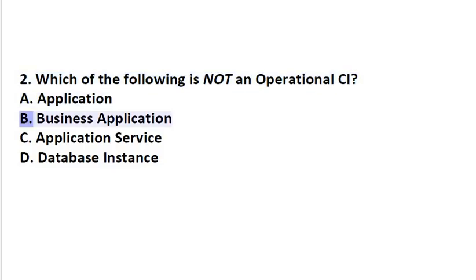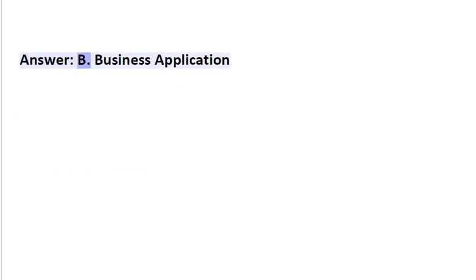2. Which of the following is not an operational CI? A. Application. B. Business Application. C. Application Service. D. Database Instance. Answer, B. Business Application.